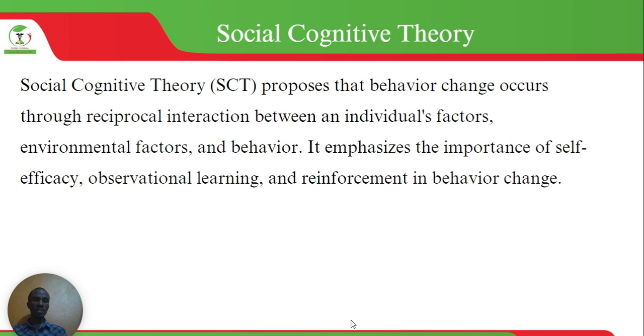So all these influence each other in that reciprocal manner, and then you end up having the outcome as behavior. So it emphasizes the importance of self-efficacy, or the belief in oneself to perform a behavior, observational learning, which really focuses on the fact that people learn from the people who are around them, especially when the consequences of those behaviors are good, and then reinforcement in behavior change, which focuses on rewards for desirable behavior.